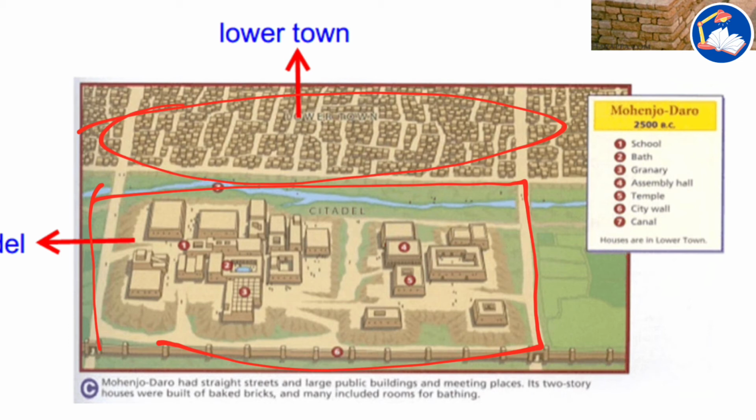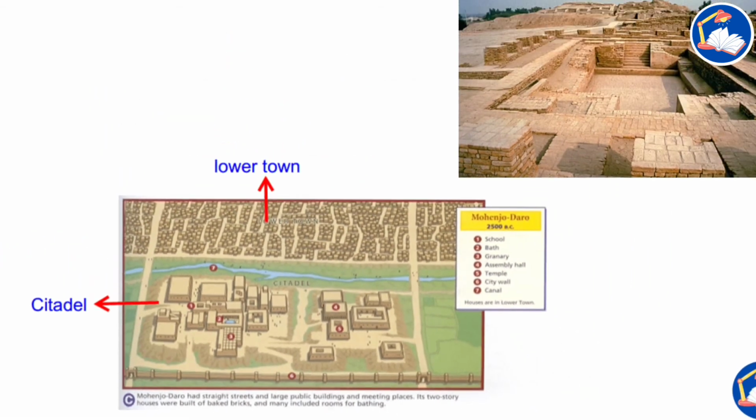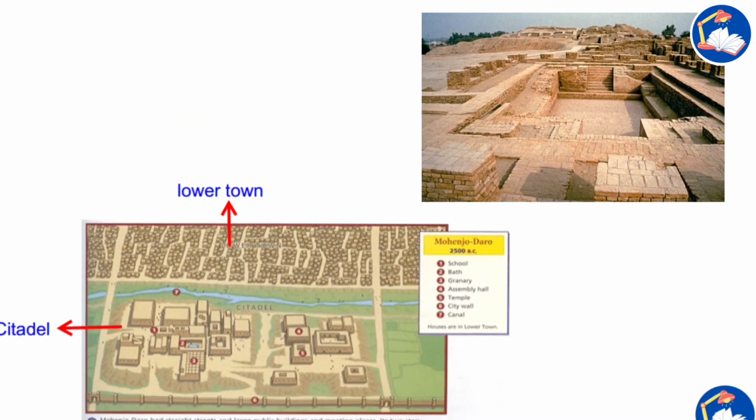Usually after the citadel there will be towns over here. In the figure it is shown after a canal. There will be greenery also present inside the citadels, and also an assembly hall where the meetings are held. Now this is the image of the great bath of Harappa.